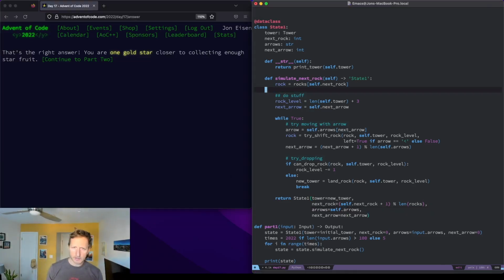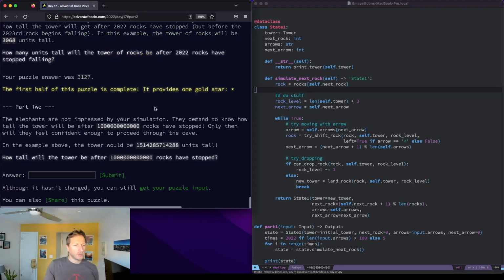Okay, so we simulated this problem. It was a little tedious, but we did it. That was good. Part 2. The elephants are not impressed by the simulation. They want to know how tall the tower would be after some giant number. Okay, 1, 2, 3 million, billion, trillion. 1 trillion. After 1 trillion rocks have stopped. Only then will they feel confident to proceed through the cave.